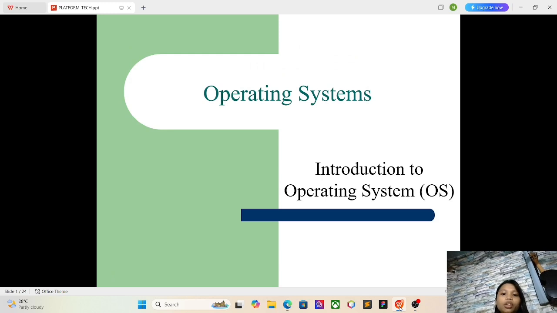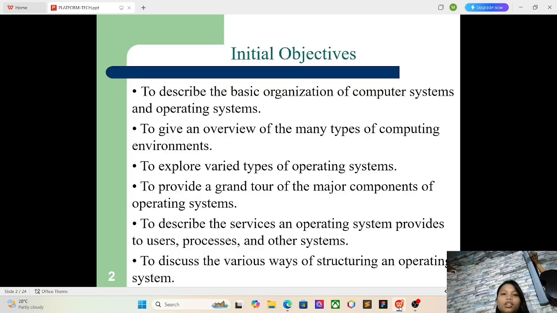Operating system. So, introduction to operating system. Initial objectives. First, to describe the basic organization of computer systems and operating systems. Second, to give an overview of many types of computing environments. Third, to explore varied types of operating systems.